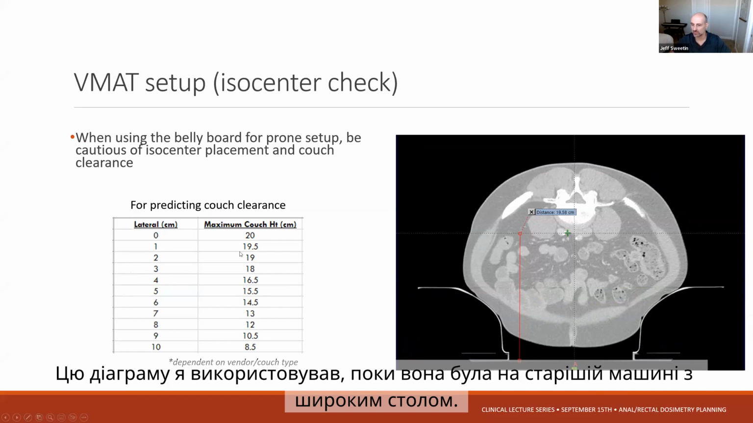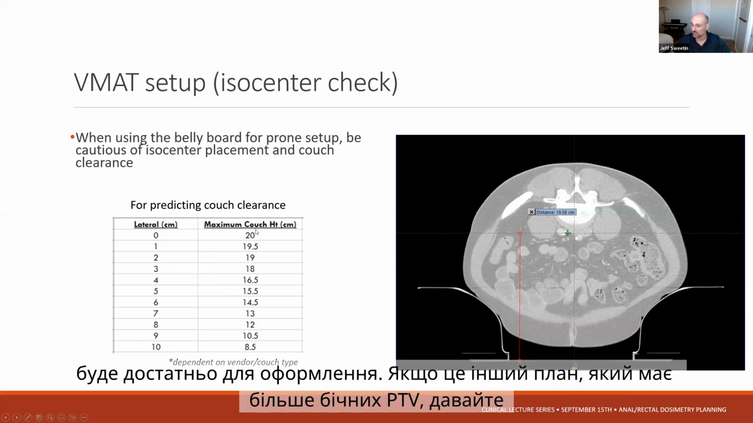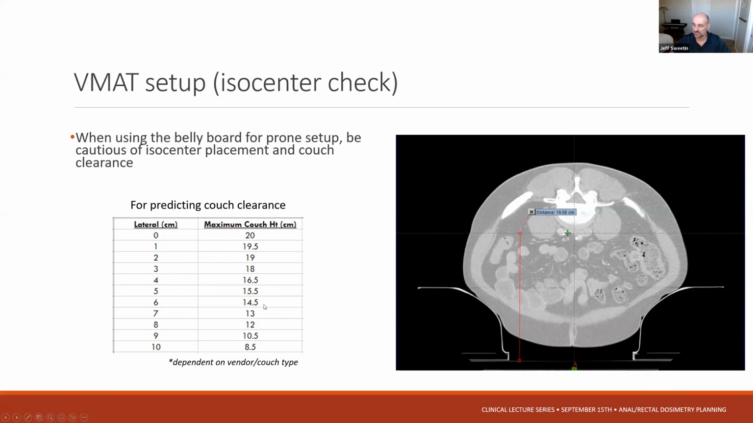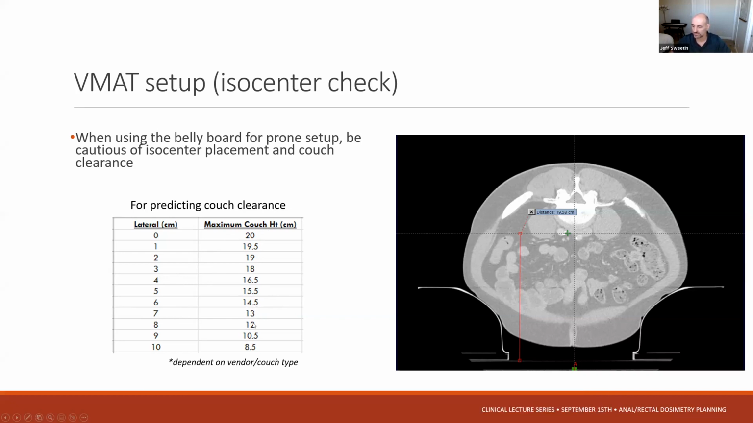This chart is something that I've used for a while. It was on an older machine with a wider couch, so it's on the conservative side. But I know if my isocenter is midline or at 0, then a table height of 20 or less will be adequate for clearance. If it's a different plan that has a more lateral PTV, let's say your isocenter is 7 cm off midline, then you would want a 13 cm couch height or less.